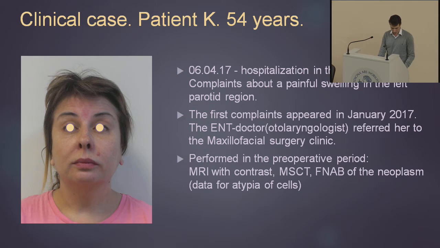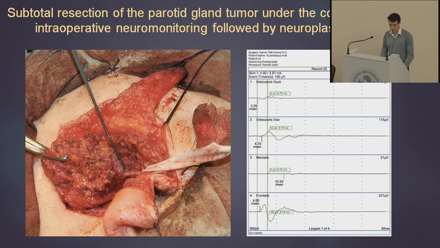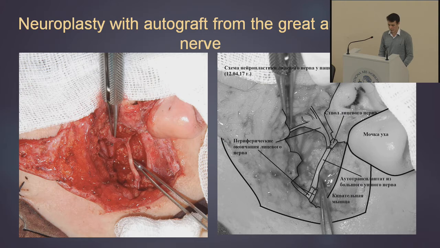Here in the clinic of maxillofacial surgery, she underwent subtotal resection of the parotid gland tumor under control of intraoperative neuromonitoring, followed by neuroplasty. Neuroplasty was performed with an autograft from the great auricular nerve. Here there is a scheme of it, and you can see, but it's in Russian. That's a problem.